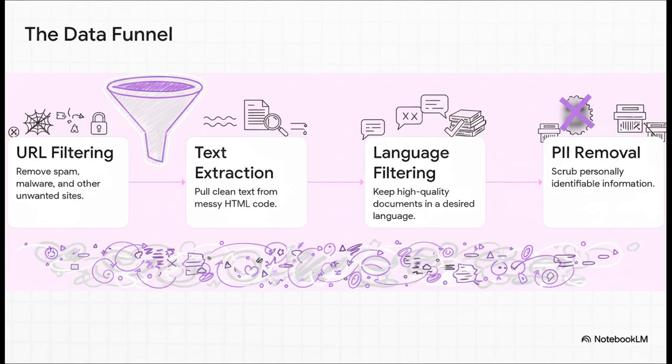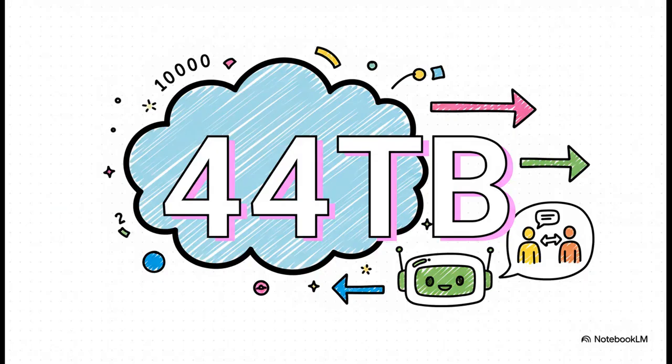So to make any of this data useful, it has to go through this intense filtering process, kind of like a giant funnel. First, they filter out all the spam and malicious sites. Then they have to pull the clean text out from all the messy code. After that, it's filtered again for high-quality language, and finally, they do their best to scrub out any personally identifiable information. So after all that super aggressive filtering, a good representative training data set like one called FineWeb might end up being around 44 terabytes.